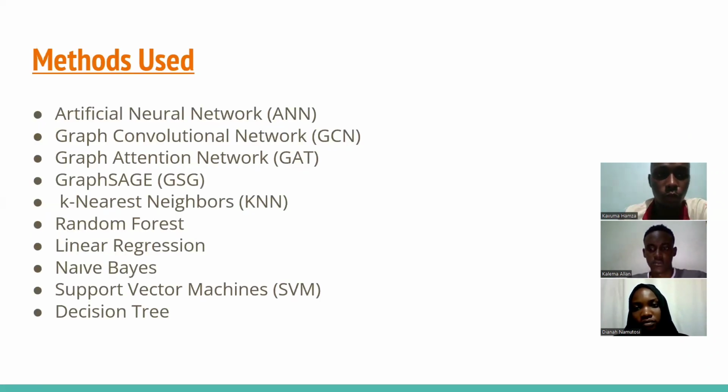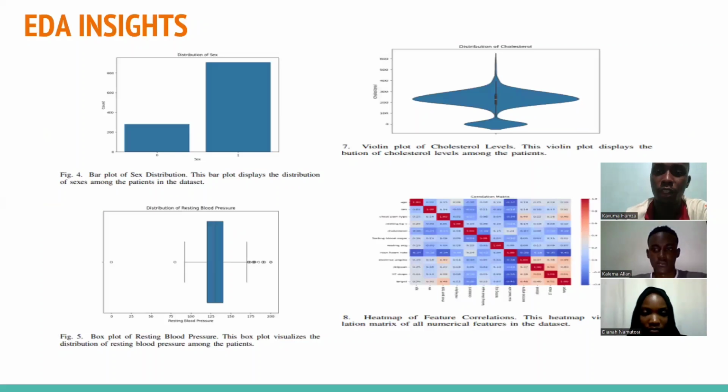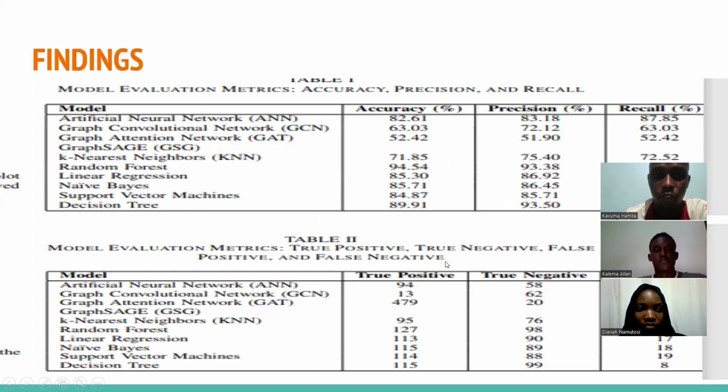The methods we used: artificial neural networks, and graph models, that is graph convolutional network, graph attention network, GraphSAGE, and KNN, random forest, logistic regression, naive Bayes, SVM, and decision tree. These are the EDA sites. For example, this is a bar plot of sex distribution. Then this is a heat map of feature correlations.